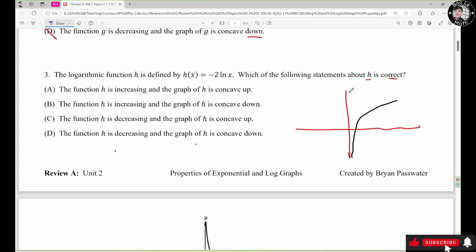So the final function should be something like this. Now this function is concave up, right, and decreasing, right? So the answer must be C.